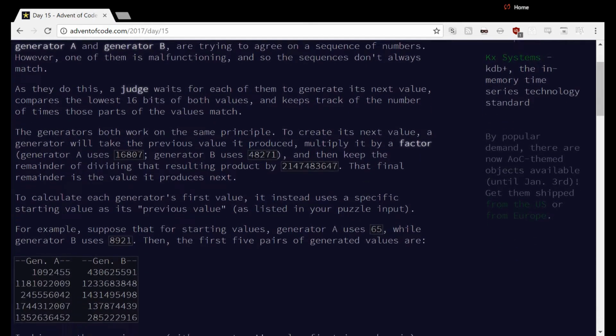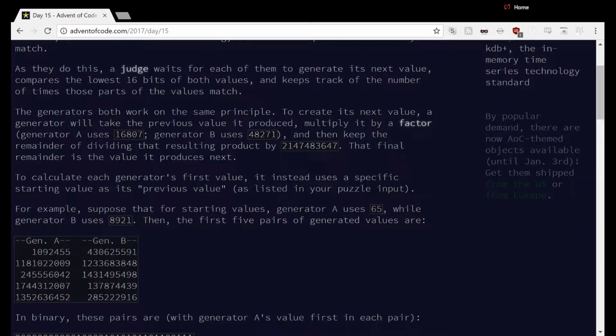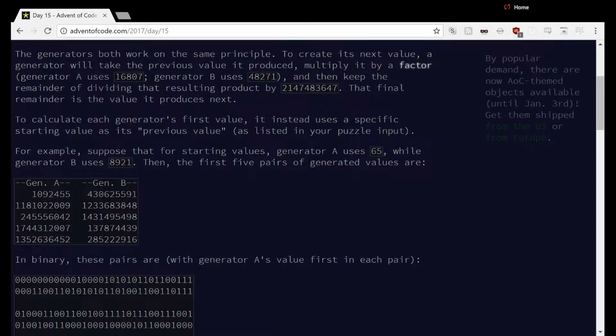That final remainder is the value it produces next. So we're multiplying by largish numbers and then modulo a largish number. To calculate each generator's first value, it instead uses a specific starting value as if it were its previous input. And so that's our actual puzzle input: the previous values for A and B, not their multiplicative factors. I got that mixed up a number of times.